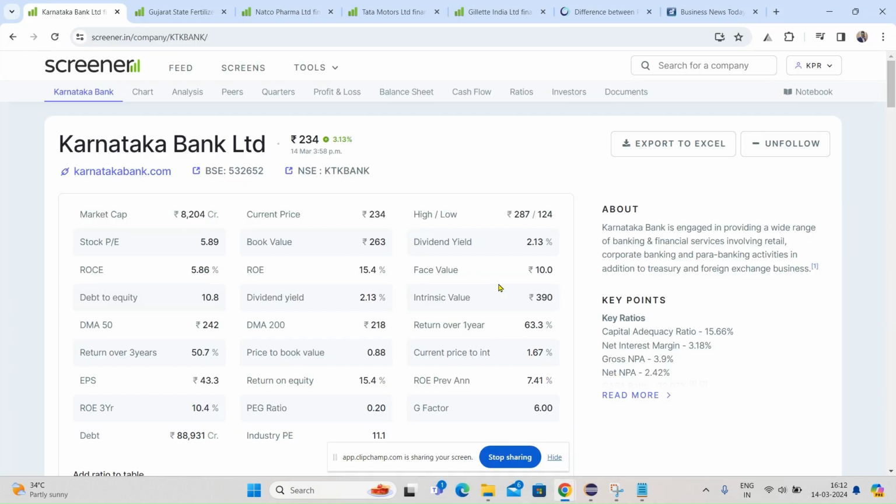So I will show this Karnataka Bank. Last time we saw this example, we said okay, book value is high, intrinsic value is high, current price is less, it is undervalued. You see this company, PEG ratio is 0.20. It's very much lesser than 1. So this ratio is something which helps you to identify the valuation of the company, basically to determine how much undervalued or overvalued the company is.